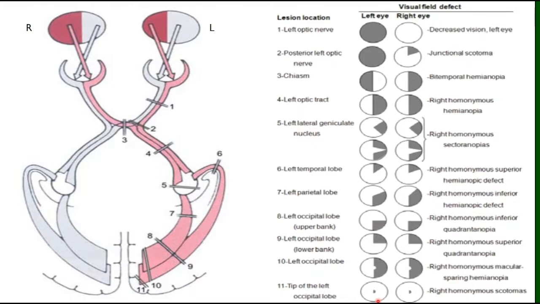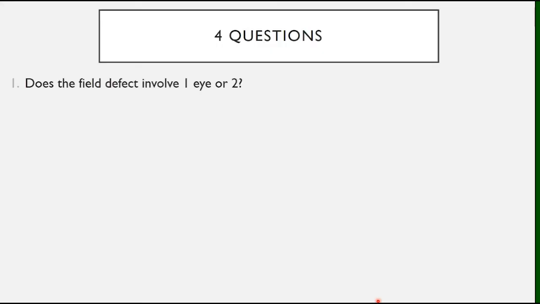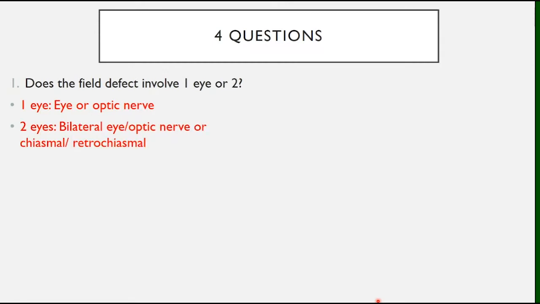Okay. So if you want to localize any lesion with the visual fields, then you just ask yourself 4 questions. The first question is, does the visual field defect involve one eye or 2 eyes? If it's one eye, then it's most likely the optic nerve. If it's 2 eyes, it could be both eyes, because you might be unlucky and get defects in both eyes, but it might be a chiasmatal or retrochiasmatal lesion.